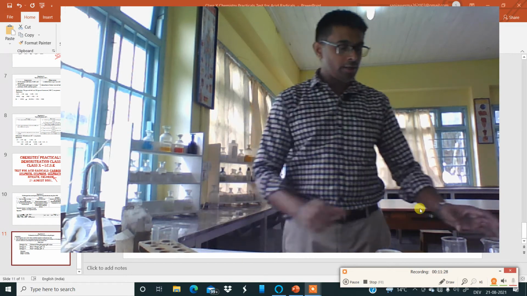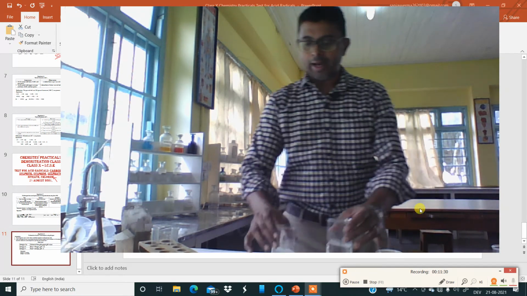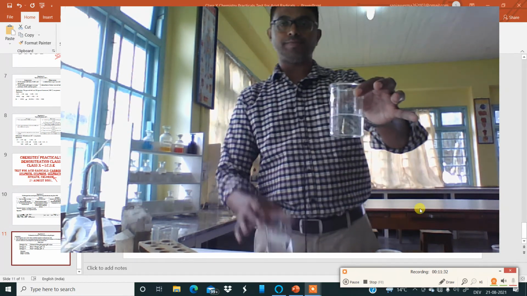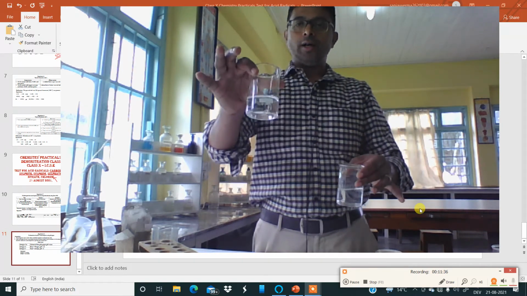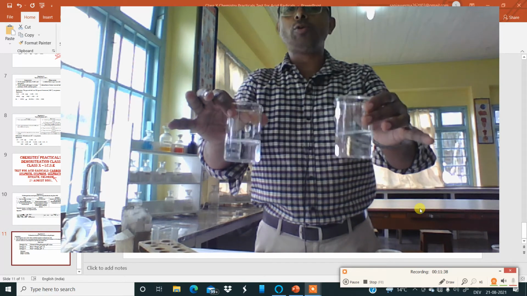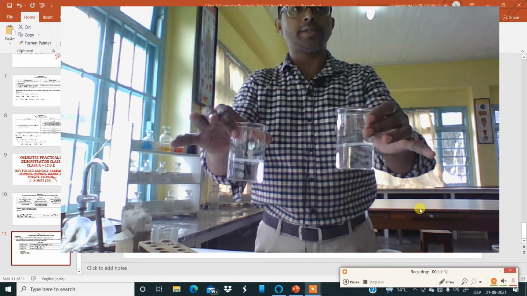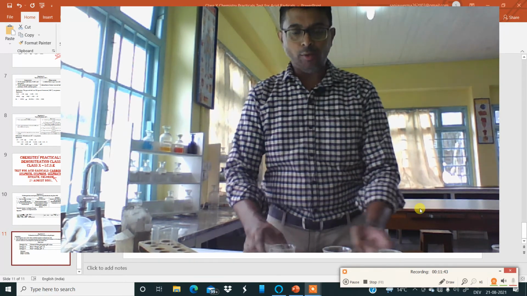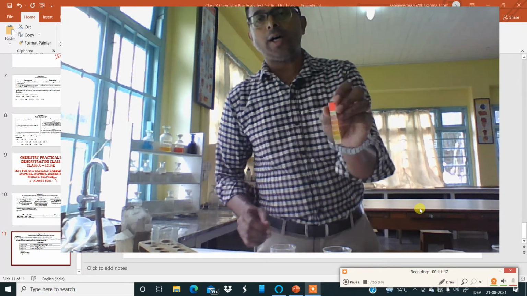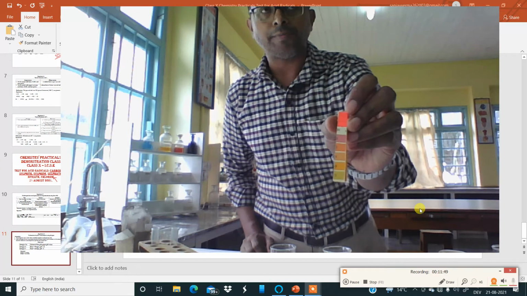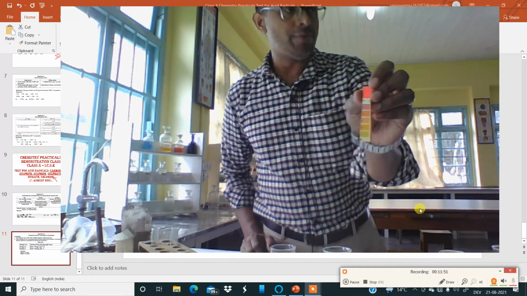Now on your screen you can see I have taken two beakers. Both are colorless. I don't know which one is acid, which one is base. Now what I am going to do is, this is a universal indicator paper. It is a universal indicator paper.